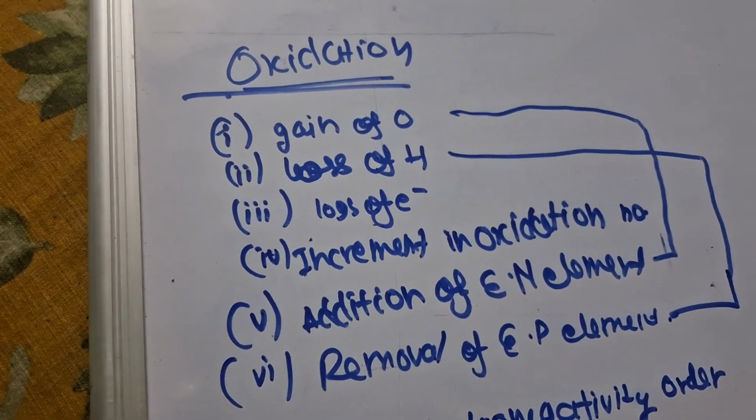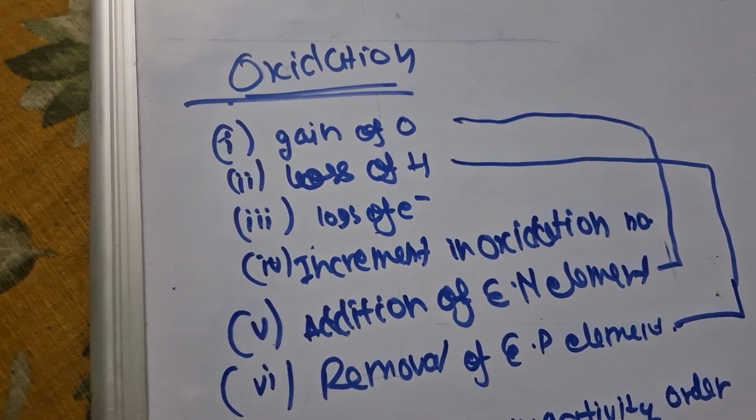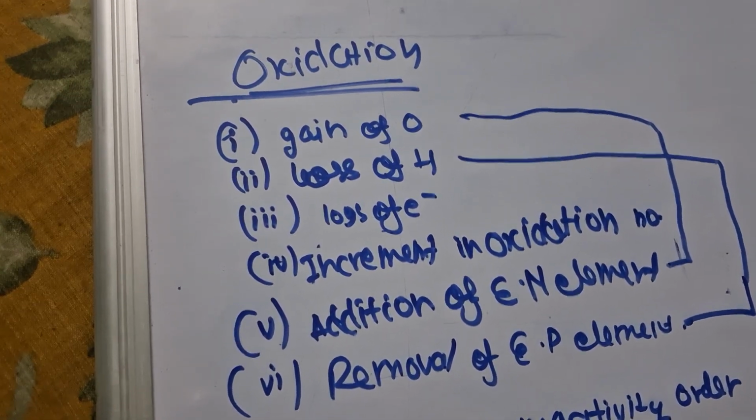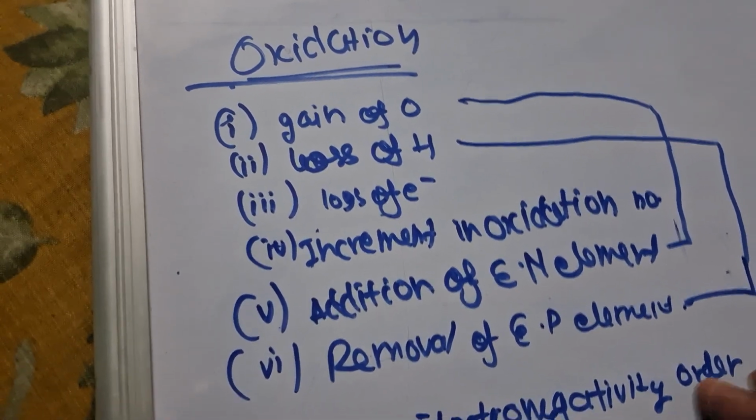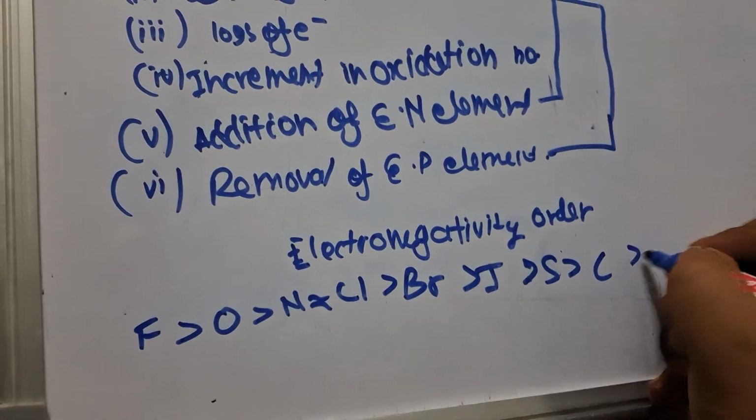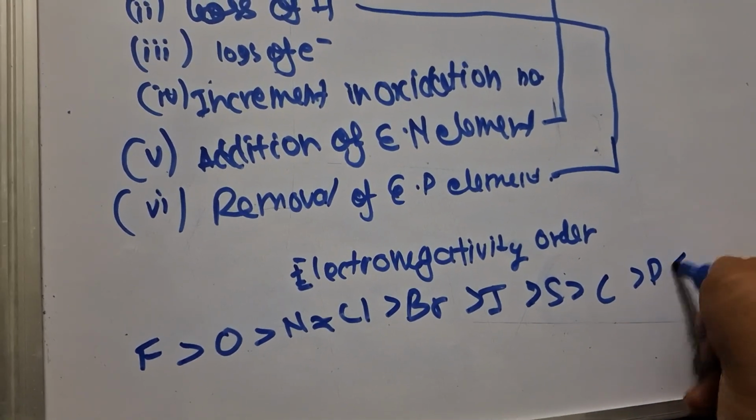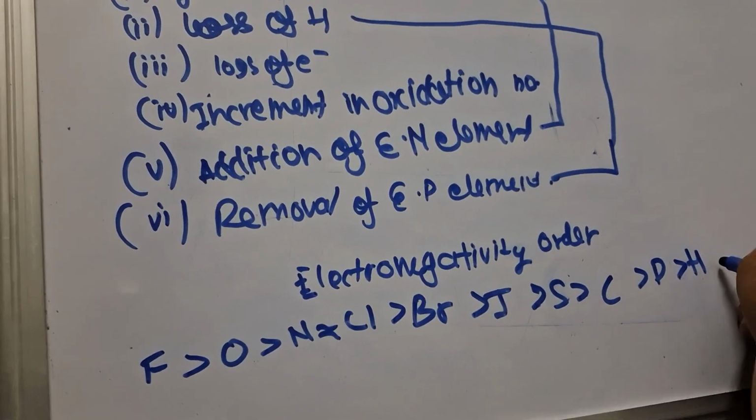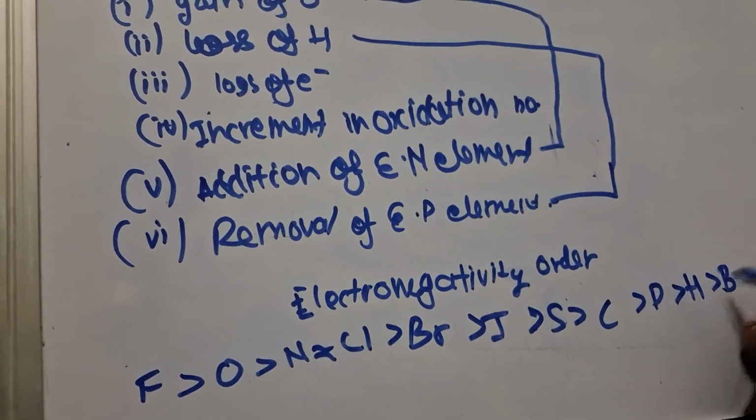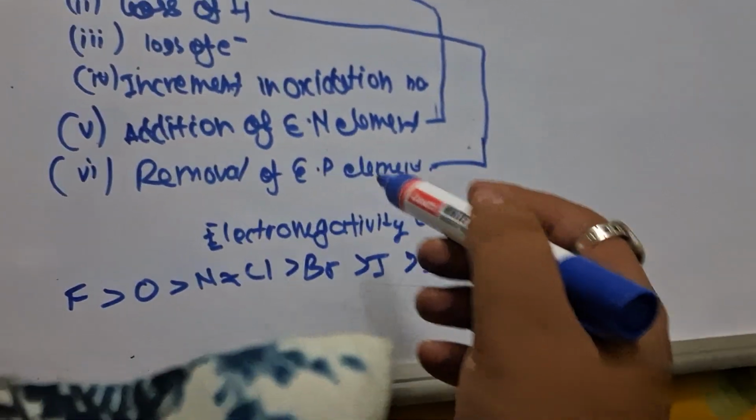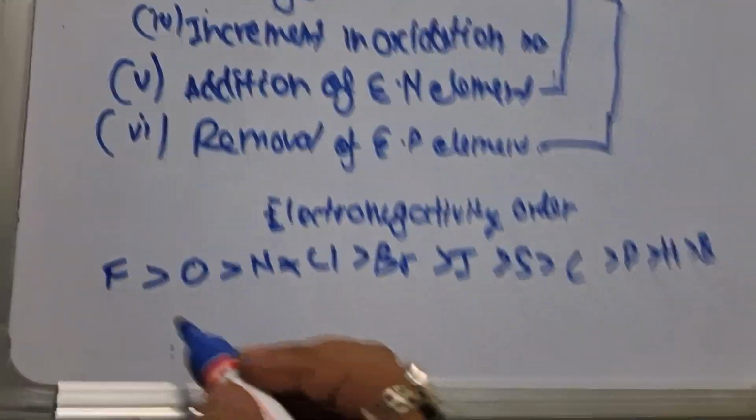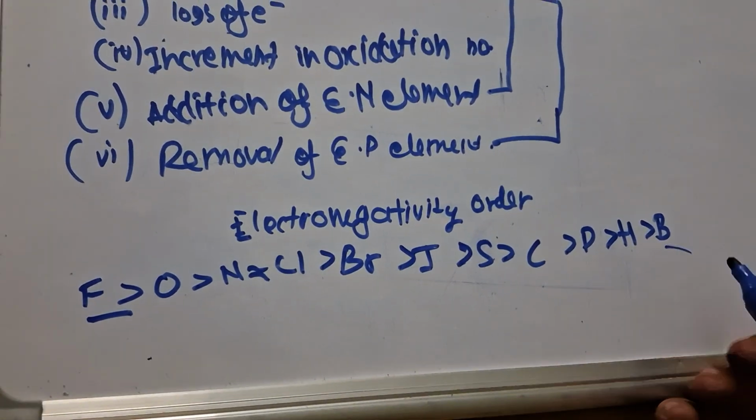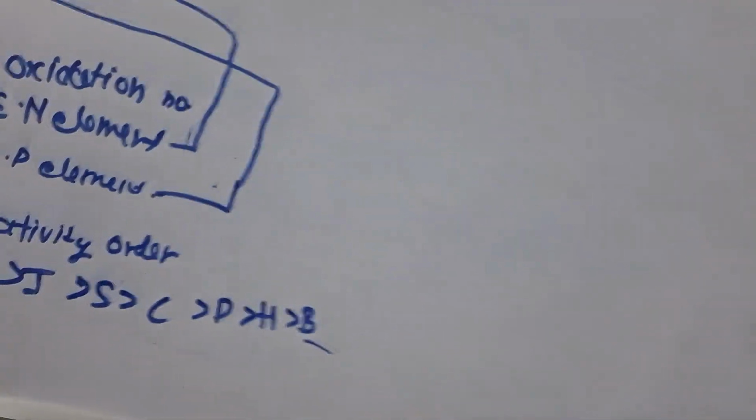Iodine, sulfur, carbon, phosphorus, hydrogen, boron. So this is the order of negativity. Fluorine is the most negative and boron is the least negative.